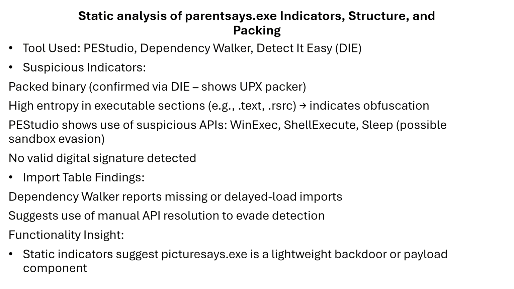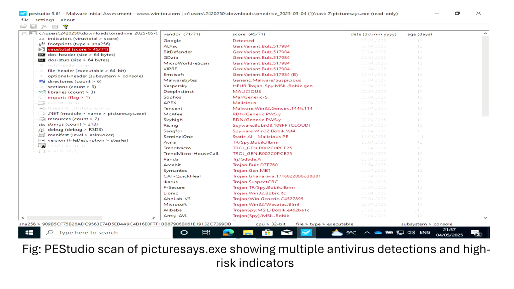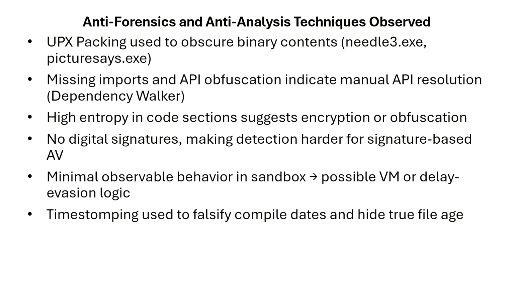So to conclude, our analysis revealed that these files form a multi-stage malware chain that's heavily obfuscated and designed for stealth. The use of UPX packing, API evasion, and silent backdoors all point to a moderately sophisticated threat, more than amateur level, but not quite a nation state.